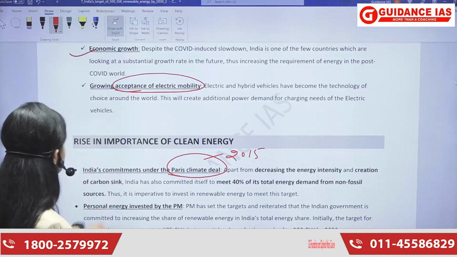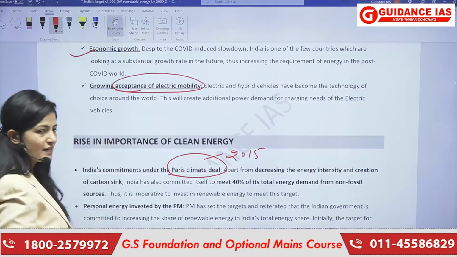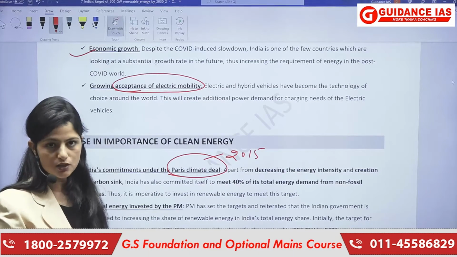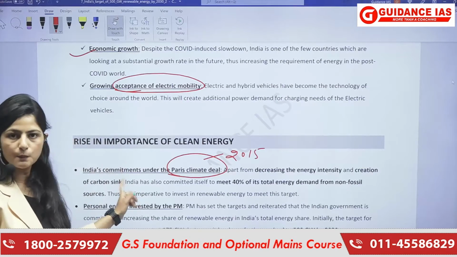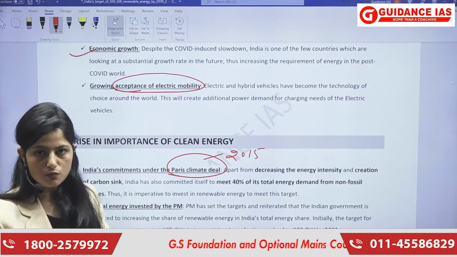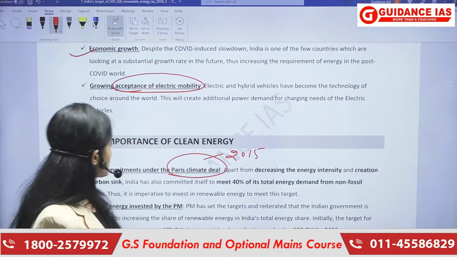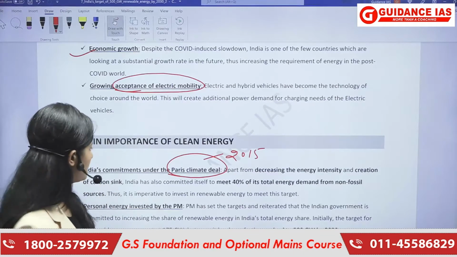So we have committed in the Paris climate deal that we will be keeping that temperature well below 2 degrees Celsius. In order to meet that same commitment, we are focusing more and more on renewable energy, on producing more and more renewable energy. And this is one of the reasons why we see the rise in clean or renewable energy, right?